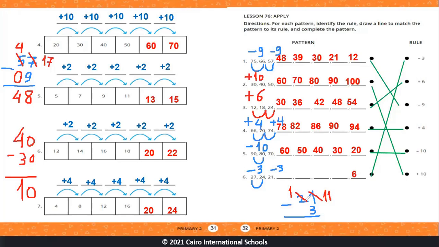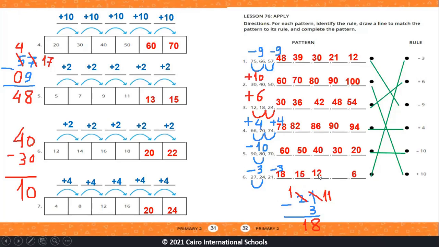Now we count from small number to big number. 11 minus 3, count from small to big. After 3, 4, 5, 6, 7, 8, 9, 10, 11. How many fingers do we have? 8. 1 minus 0 equals 1. So the result equals 18. 18 minus 3 equals 15. 15 minus 3 equals 12.